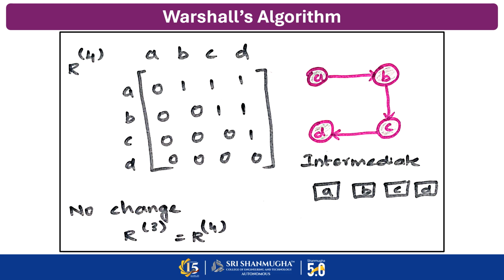Likewise, B to D. You don't have any direct connection from B to D, but via C I can reach D. So 2 changes when compared to R2 matrix. Okay? See, R0 and R1 are same. There is no change. But in R2 you had only one change. But in R3 you are having 2 changes, because here 3 intermediate elements are there, A, B and C. Understood?